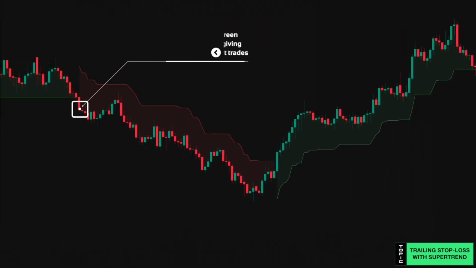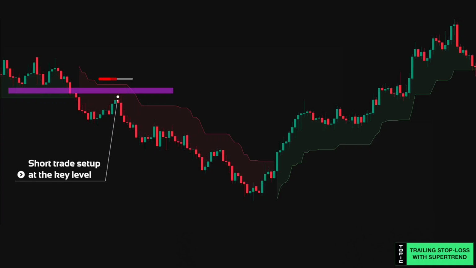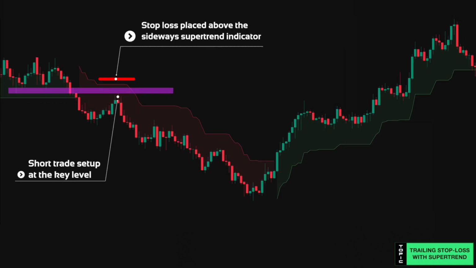Price breaks below the green super trend and into the red, giving you a bearish bias. These reversal points give you a key level. Short trade setup here, and stop loss above the sideways super trend indicator.